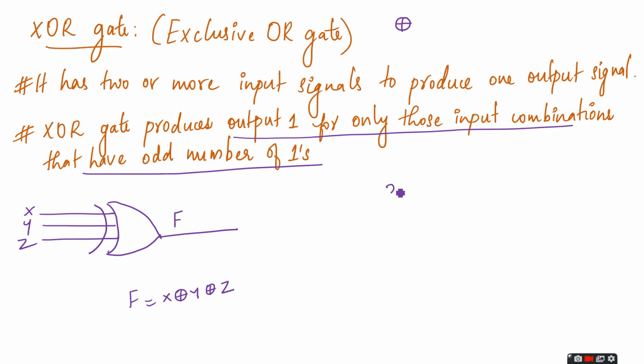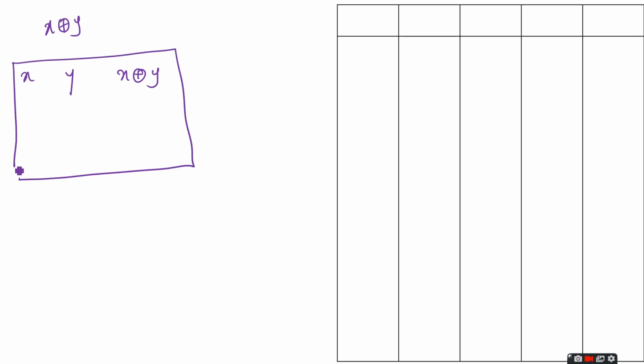Now we can try with two variables. We'll take X, Y passing through exclusive OR. Then we will get the result as X exclusive OR Y. Now we can draw the truth table for X exclusive OR Y. There are two variables, so we'll write X, Y, then X exclusive OR Y. Two variables means four combinations of zeros and ones: 0 0, 0 1, 1 0, 1 1.